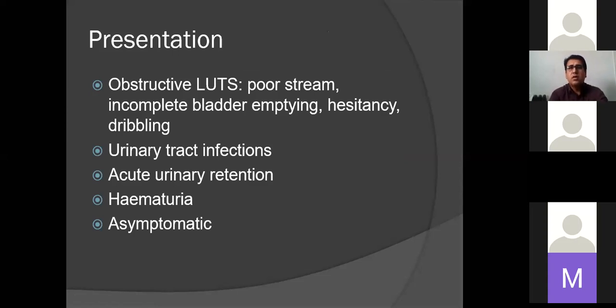How do they present? They usually present with a poor stream, incomplete bladder emptying, hesitancy, and dribbling of urine. A patient may present with recurrent urinary tract infections, acute urinary retention, or complete obstruction of the urine. If there is complete narrowing of the urethra, it can lead to acute urinary retention. Hematuria is one of the commonest problems with strictures. Usually there is terminal hematuria in stricture diseases, but sometimes there is initial hematuria as well, but there is no mixed hematuria in a patient with urethral diseases.